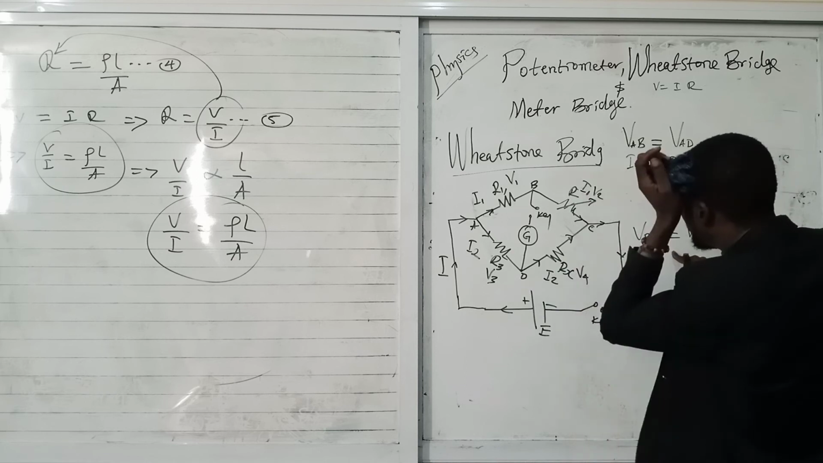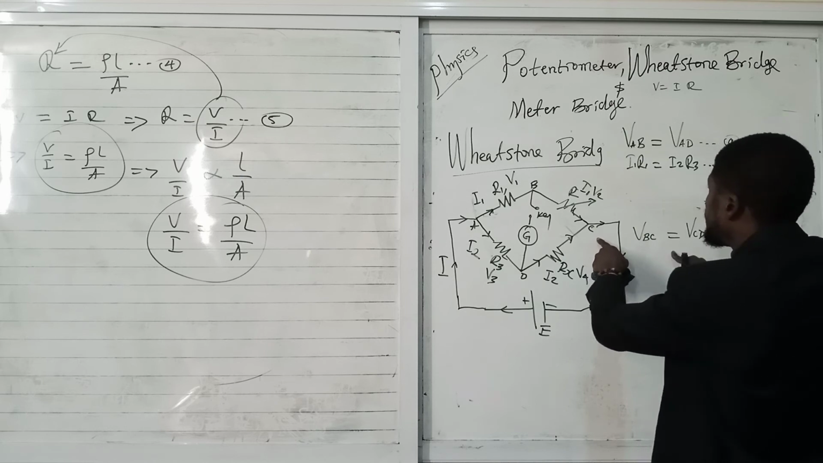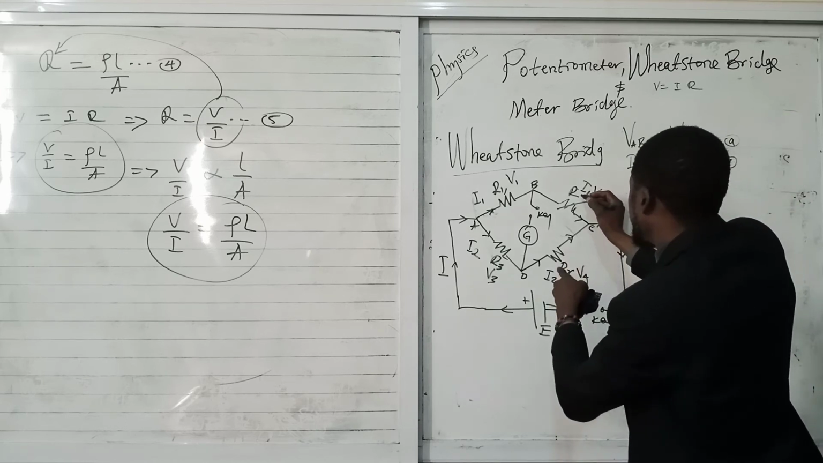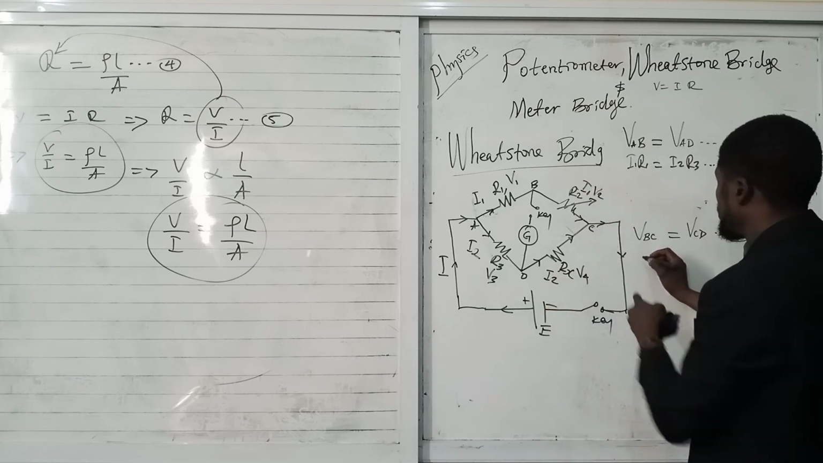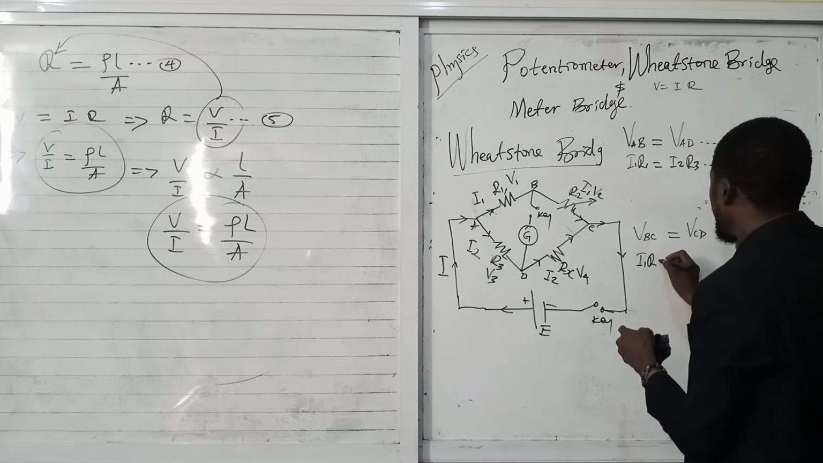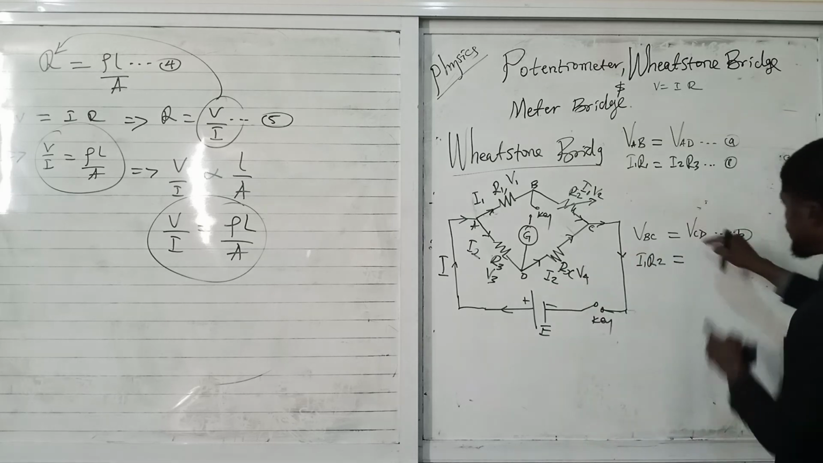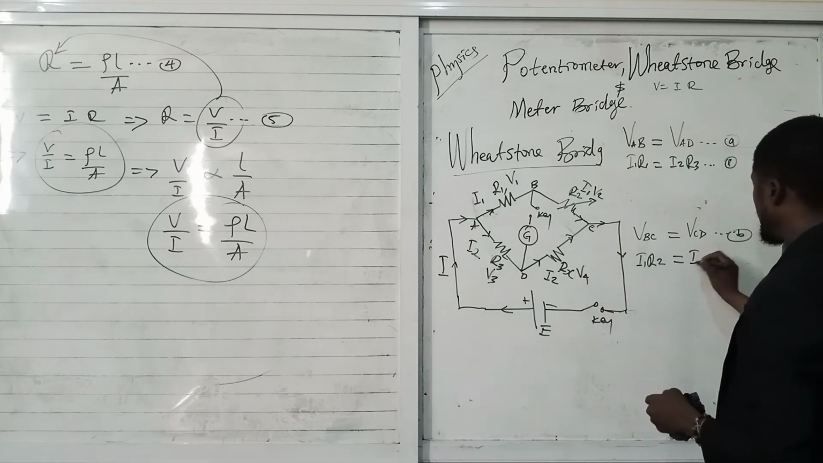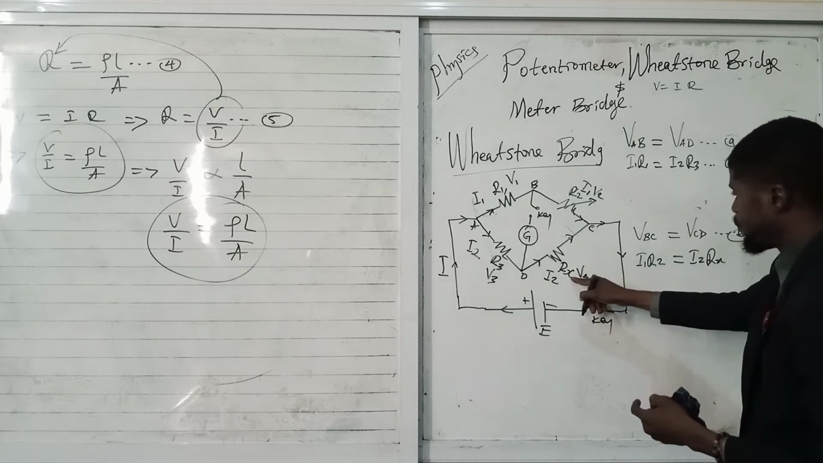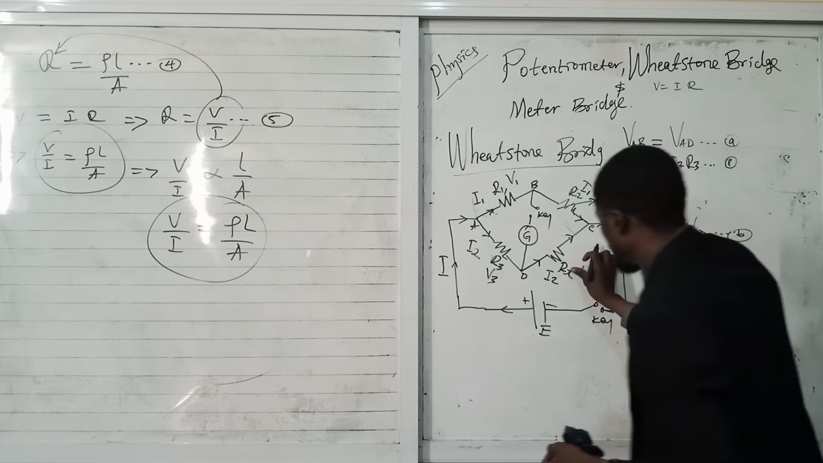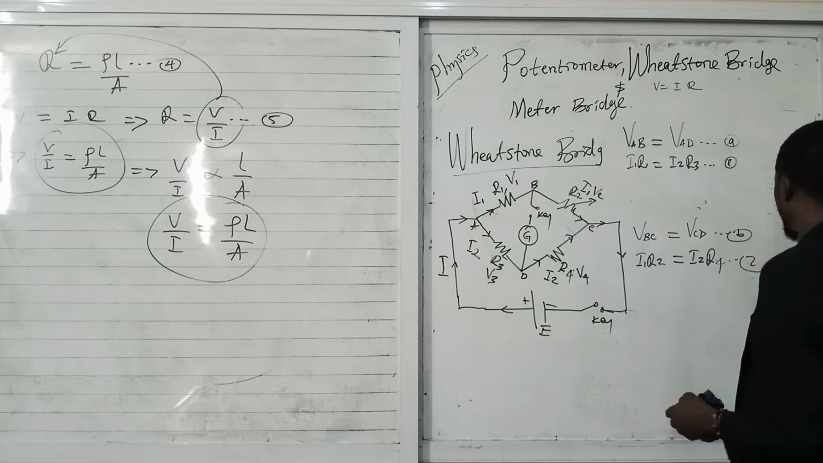Down here, if you proceed, VBC is from here to here. This is R, let's call this R2. VBC simply means I1 R2 is equal to VCD, which is I2 RX. We may call this R4 or RX. Let's call it R4. Good. Now, this is equation number 2.